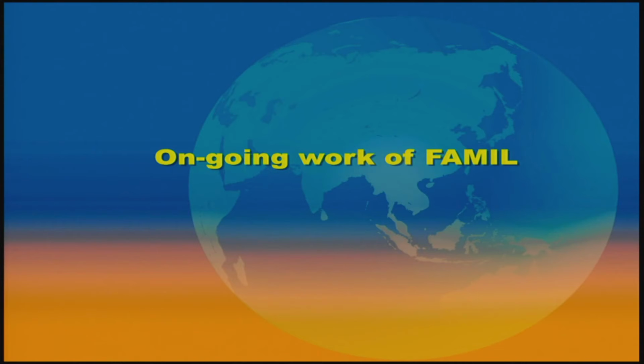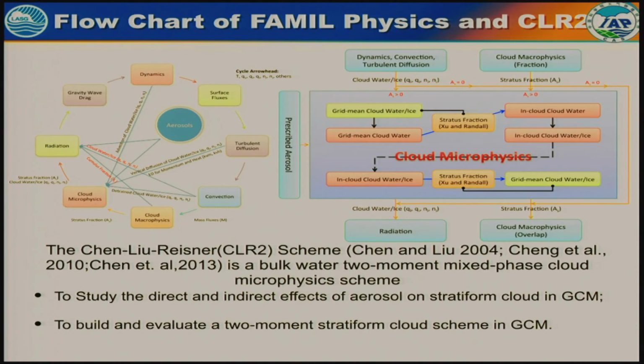Okay, here I'll talk about the ongoing work on FAMIL, since there are still some biases, and we are also developing some modules. The first is a collaboration with JP from Taiwan University. We try to build and evaluate a two-moment stratiform cloud scheme called CLR. It's a bulk water two-moment mixed phase cloud scheme. And we want to use this scheme or this module to study direct and indirect effects on stratiform cloud. Because in Asia, especially China, we have a lot of aerosol, so we need to take account of this process in our model.